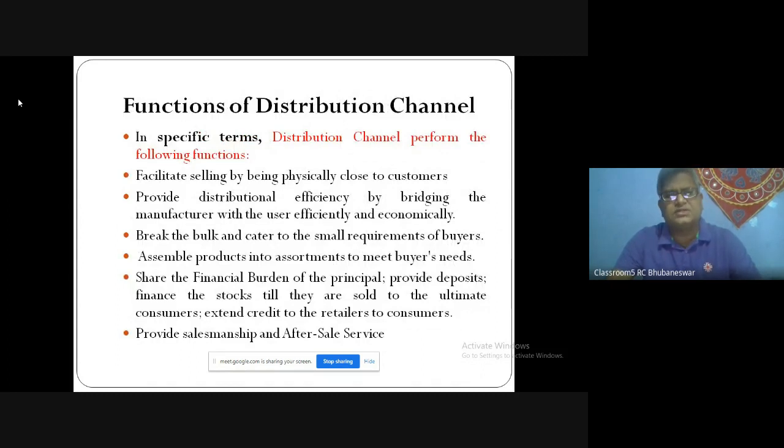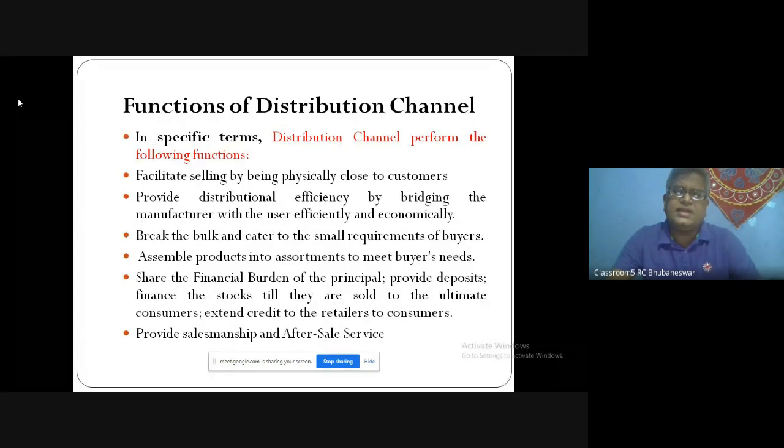What are the functions? It can easily and efficiently bridge the gap between the manufacturer and the user. Through the distribution channel you maintain a type of bridge, or you can solve the gap, and it also facilitates selling. Or you can say it is a breakup of bulk. Break of bulk means the bulk material you produce can be broken according to the smaller requirements of the buyer and distributed in different ways. That is also called a distribution channel.